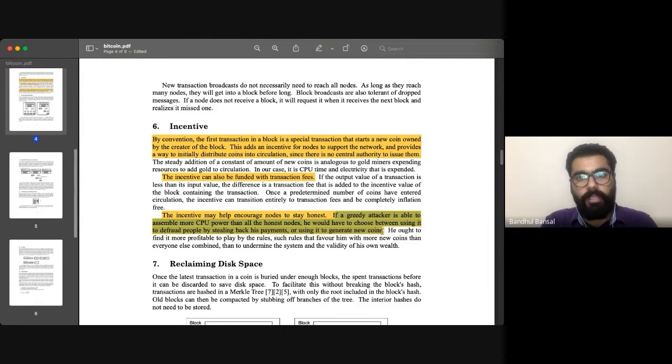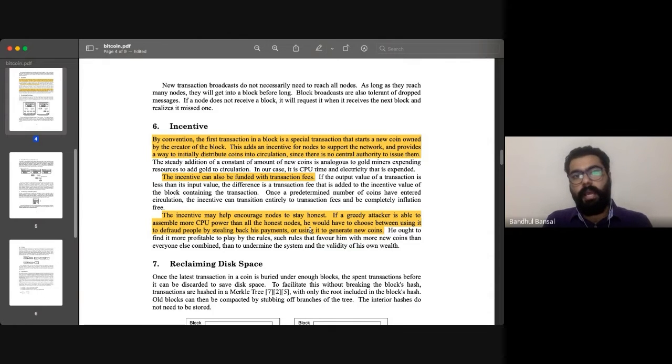So what if a greedy attacker comes into the picture here, right? He'll have to choose between stealing some of the payments that are being made, or generating some new coins and crediting himself with those new coins, right? At the same time, it would not be his purpose to destroy the network itself, because if he destroys the network, then he'll be removing the validity of his own wealth. This is a point that we need to shed light on.